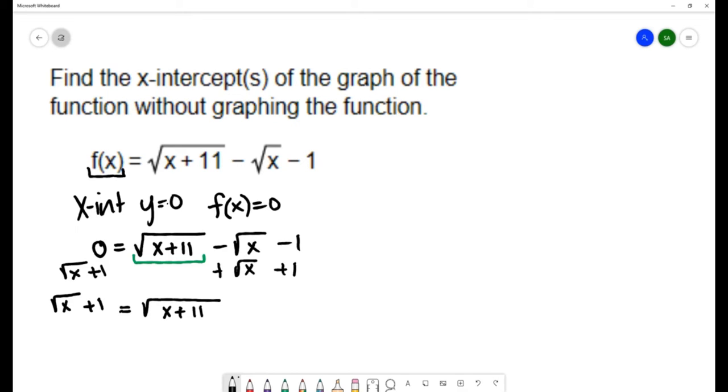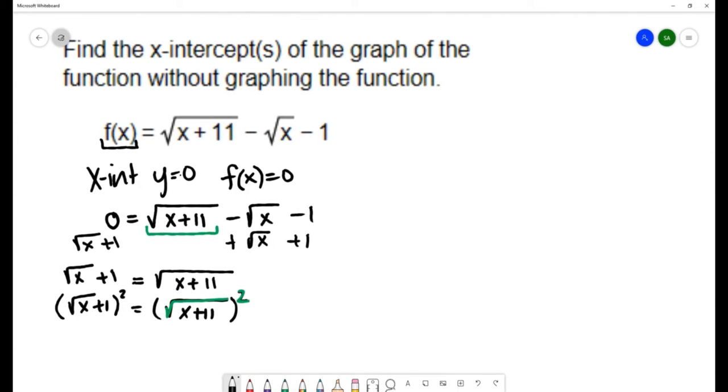Now once you have it isolated, you're going to get rid of that radical by doing the opposite. The opposite of a square root is a square. So I'm going to square the left-hand side and square the right-hand side. So on the right-hand side, the square and the square root are right next to each other. There are no other operations between them, so those are going to cancel out. So on the right, I'm going to be left with x plus 11.